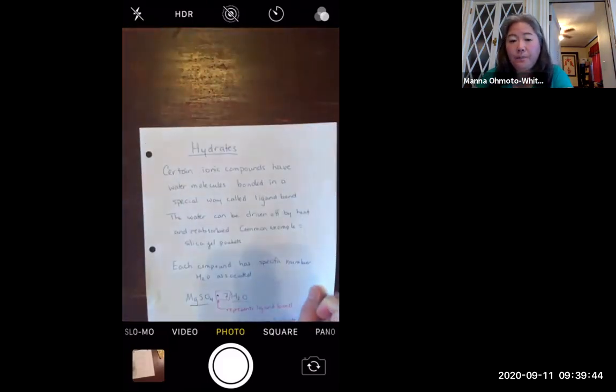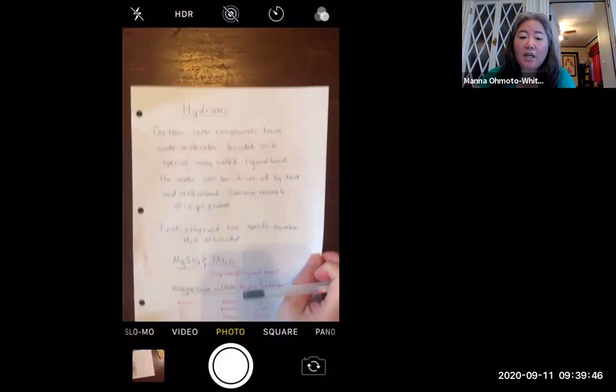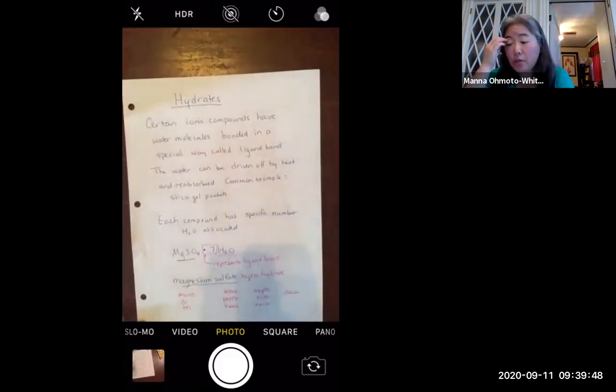The next set is hydrates. Hydrates are ionic compounds that have water molecules bonded to them. The word bond here is really challenging because it's not really a physical bond, and it's not really a chemical bond. So we call it a ligand bond. The water can be driven off by heat and then reabsorbed.